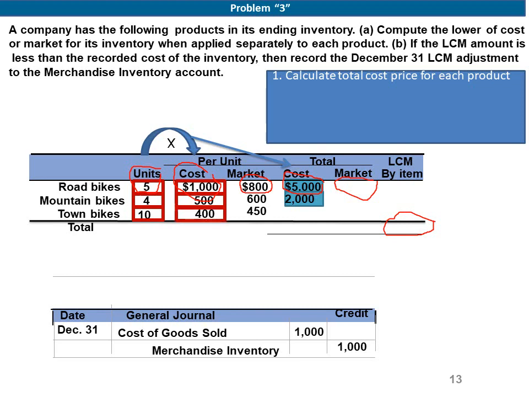Then the third product, town bike, we acquired 10 units. We purchased 10 units from the town bike product. We purchased them at a cost equal to 400. So their total cost is 10 units times 400. So we will get 4,000. This is the first step, which is to determine the total cost price for each product.